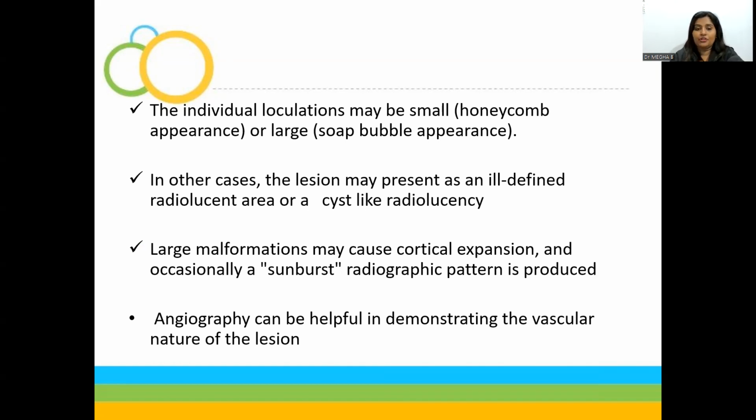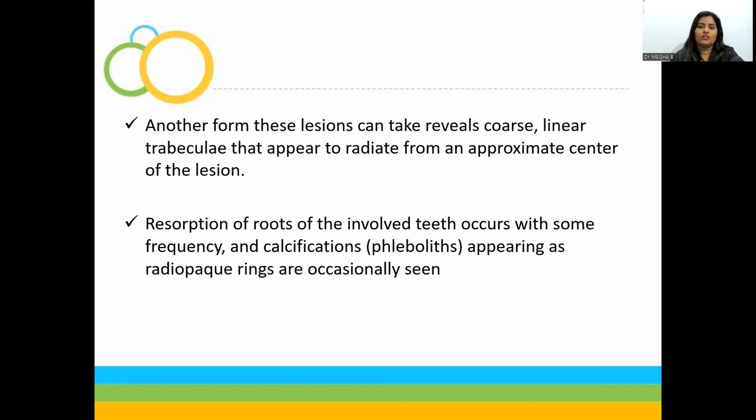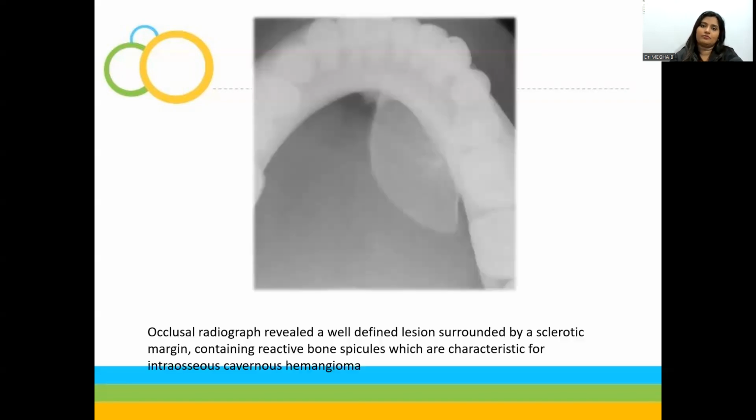Even a sunburst radiographic pattern can be seen in hemangioma. In this OPG, we can clearly see in the right ramus region a multilocular radiolucency, which is suggestive of hemangioma. Another form is that it can be seen as coarse linear trabeculae that appear to radiate from the approximate center of the lesion. The central hemangioma will show resorption of the roots of involved teeth. It can also show calcifications, which can be seen as radiopaque rings.